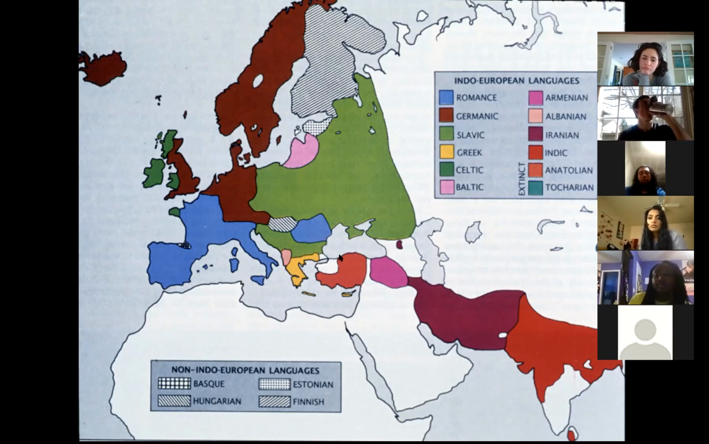So here actually is an extinct Indo-European subfamily called Anatolian, and that includes a language that is the earliest written version of any Indo-European language, called Hittite. I'll write that on the chat board here. The earliest written Indo-European.